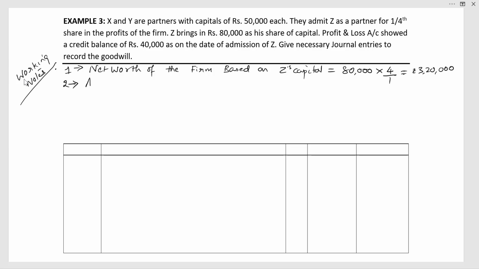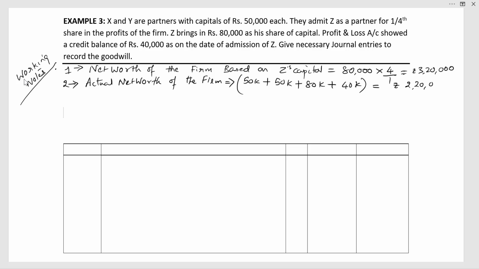Step 2. Actual net worth of the firm. We will take the capital of X, which is 50k, plus the capital of Y, which is another 50k, plus the capital of Z, which is 80k, and we also need to add the profit and loss account credit balance of rupees 40k, and this comes up to rupees 2,20,000.